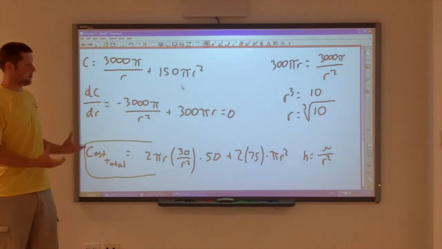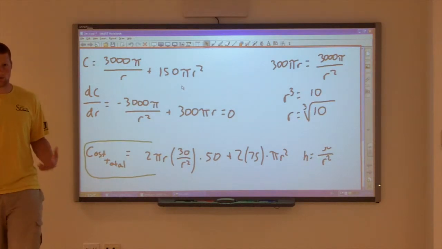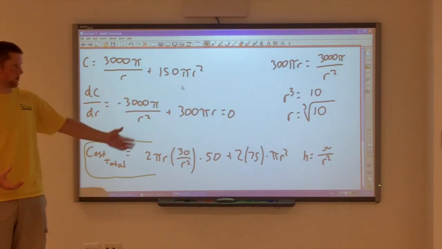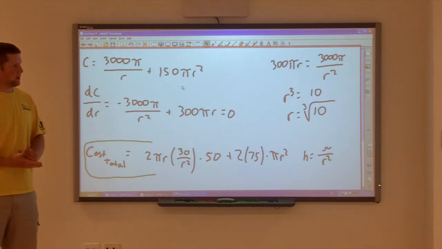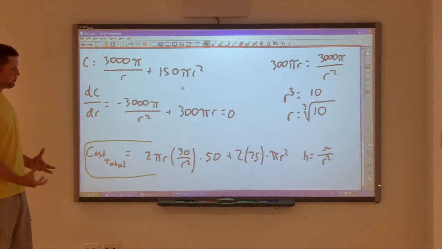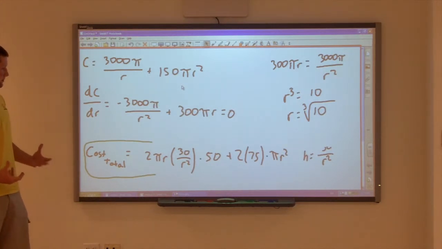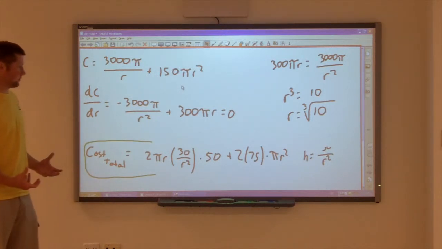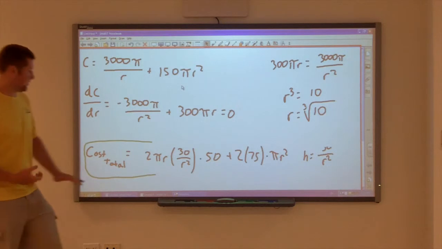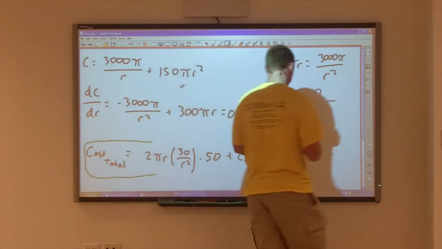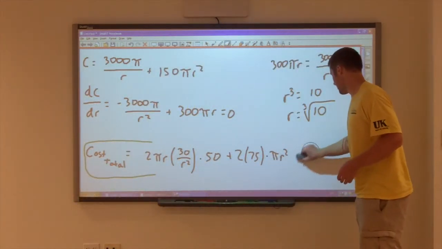Well, first of all, it is a positive number. The radius of our cylinder does have to be positive, so that much makes sense. And is that a minimum cost or is it a maximum cost? Well, if we take the second derivative of our cost function in terms of r, we can do that to see if it's minimum or maximum.